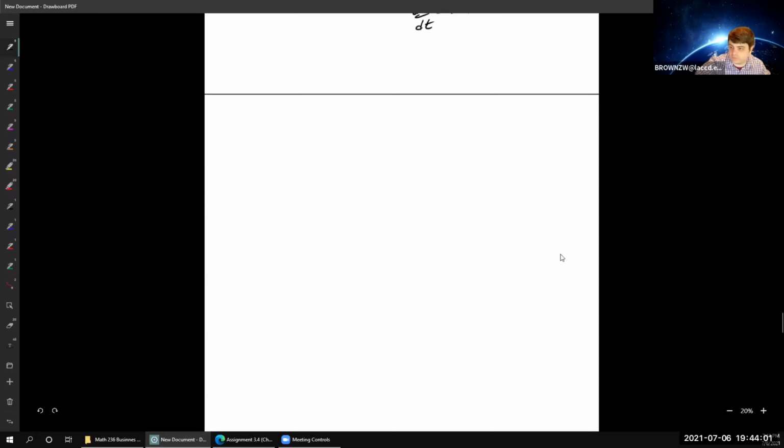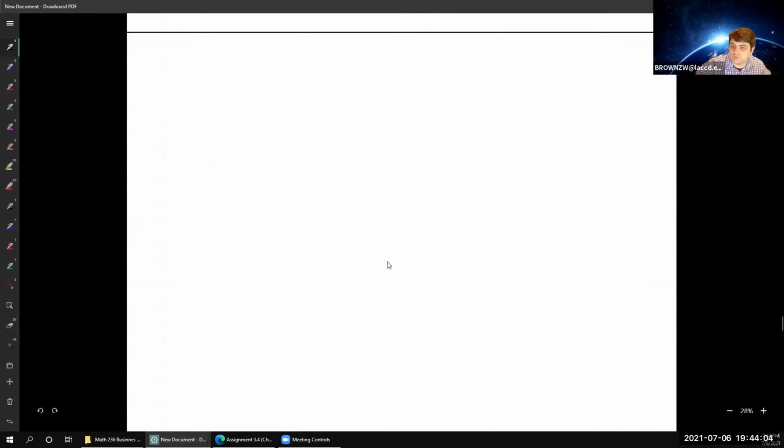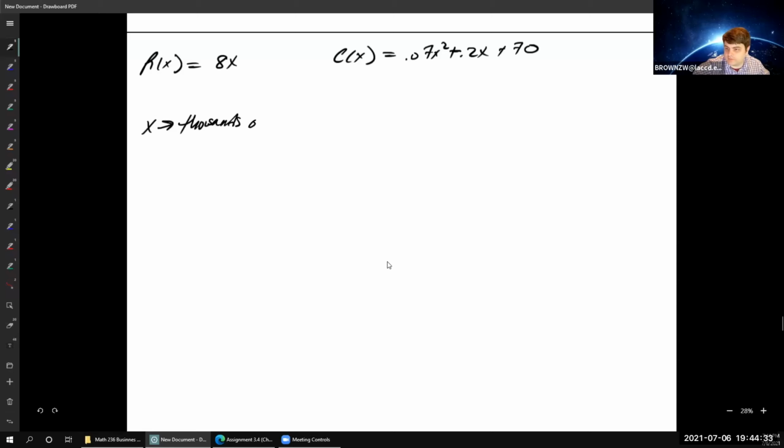Given R of x is equal to 8x, a revenue function, and C of x is equal to 0.07x squared plus 0.2x plus 70, where x is in terms of thousands of units, and technically both R of x and C of x are in thousands of dollars.